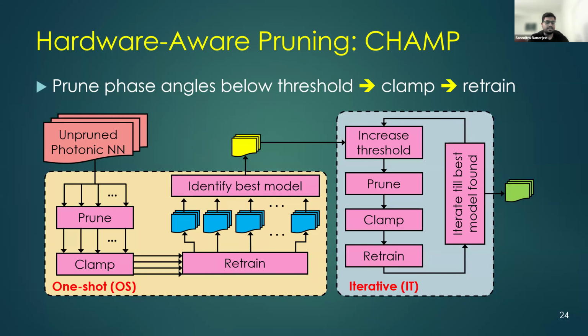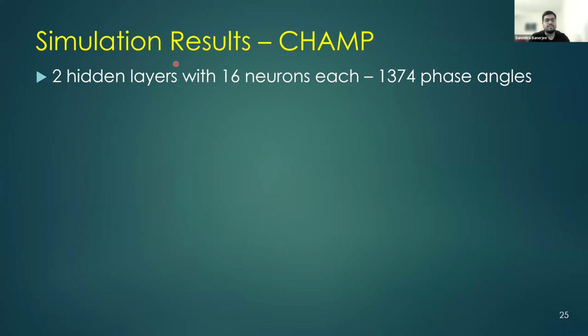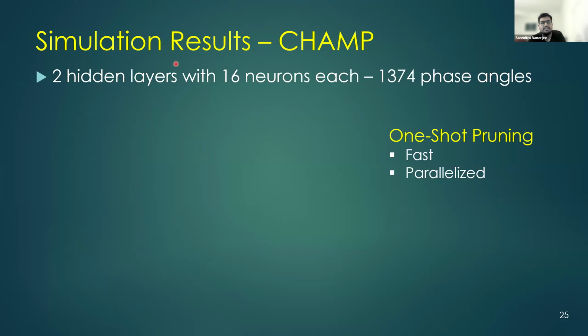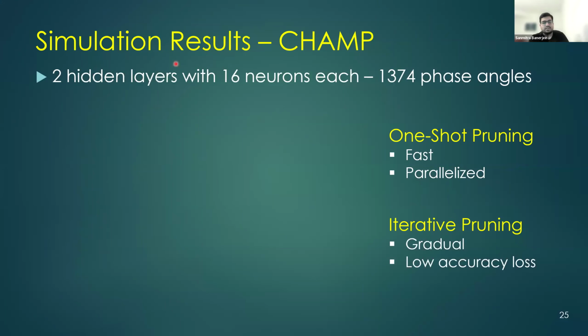If you look at the simulation results with 2 hidden layers, again, these are very, very small multi-layer perceptrons with only 16 neurons each, total 1300 phase angles. We wanted to show that even if we have a very small network to start with, we can still prune a lot of phase angles out of these 1300 odd parameters, simply by changing from pruning the weight matrices to pruning the phase angles themselves. So we have these 2 flavors. One-shot is fast and parallelizes the initial steps. Then we have iterative, which is gradual with low accuracy loss.